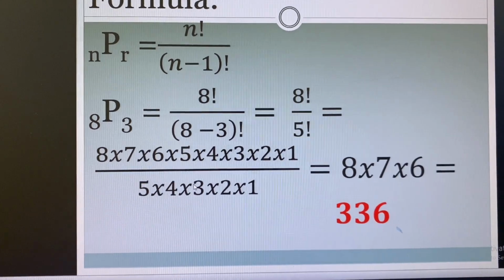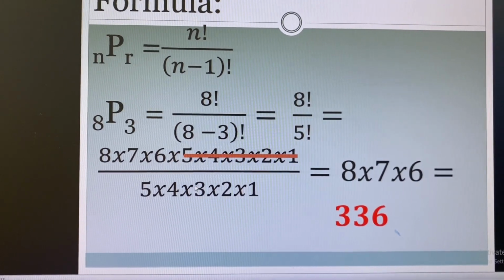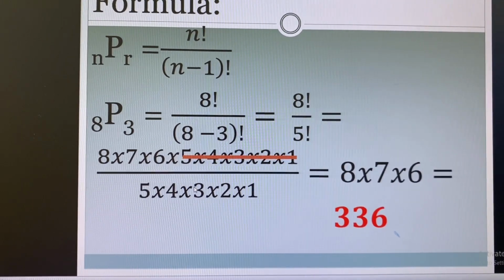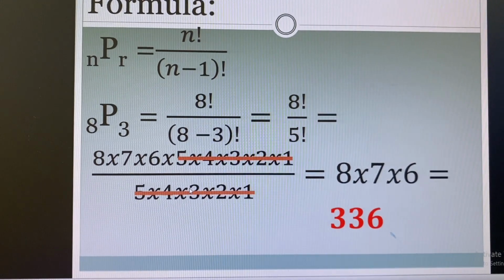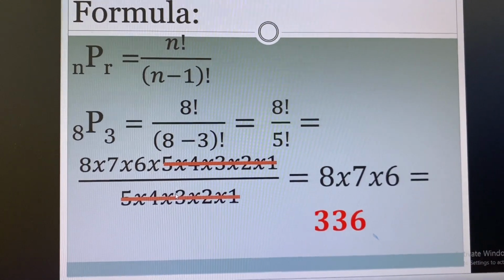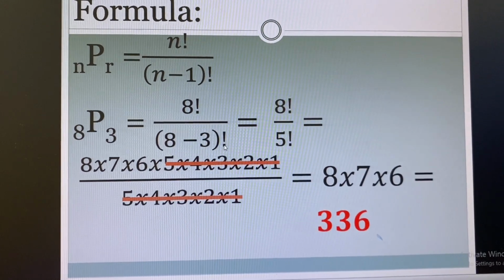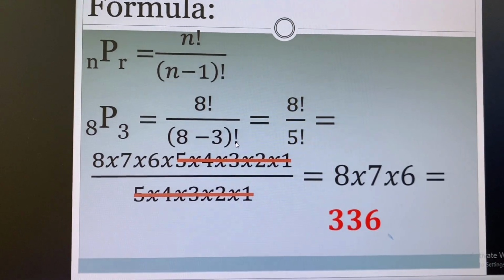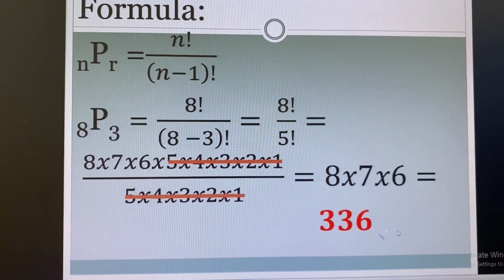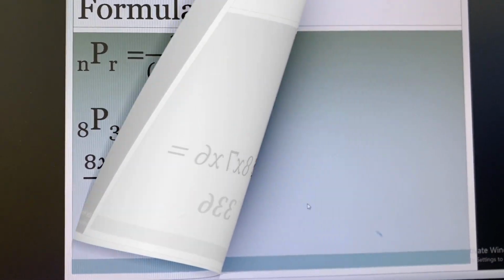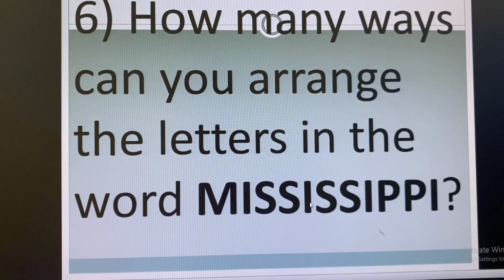So we are going to cancel this, okay, starting from 5 factorial. So what is left is 8 times 7 times 6. So the answer is 336. So this is now the answer for this question. Question number 6.